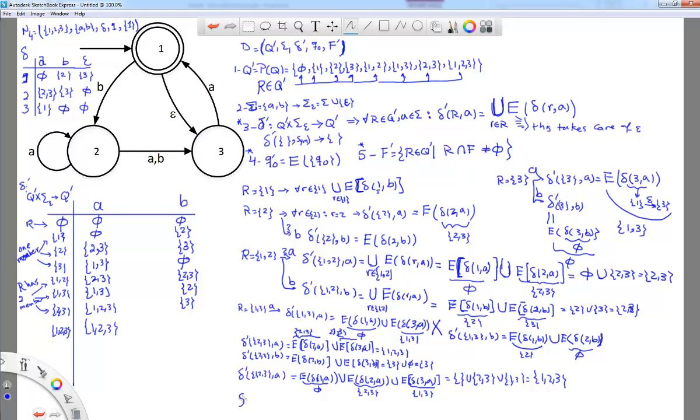And then delta prime of set 1, 2, 3 with B is going to be the union of E of delta of 1 and B with E of delta of 2 and B with E of delta of 3 and B. So the first one, delta of 1 and B is 2, so it's going to be set 2. Delta of 2 and B is going to be set 3, so this is going to be union with set 3. And delta of 3 and B is set phi, so this will yield set 2 and 3.